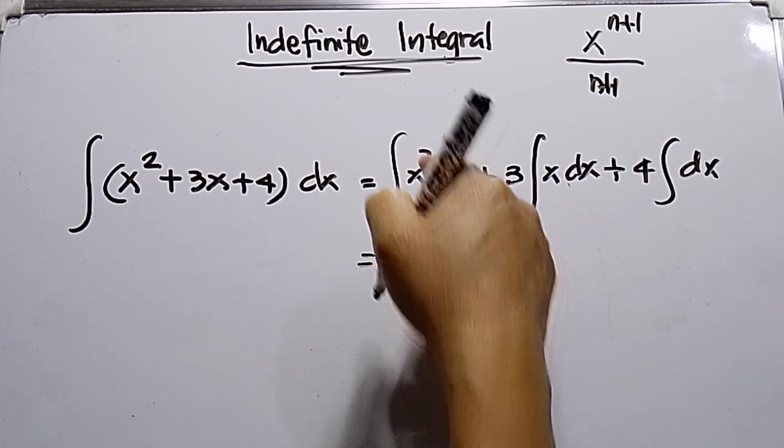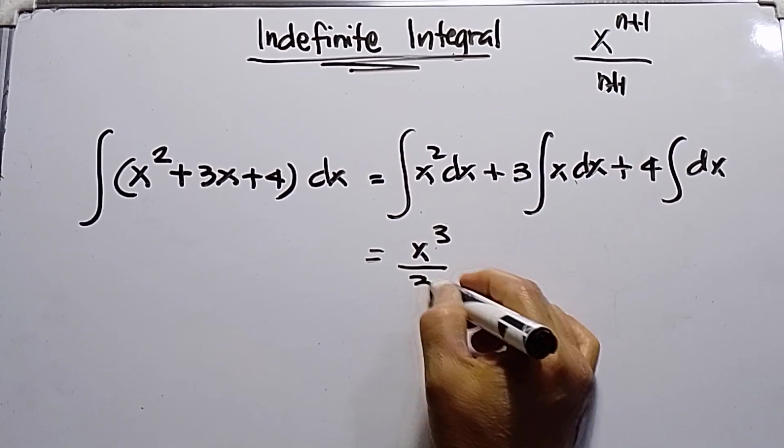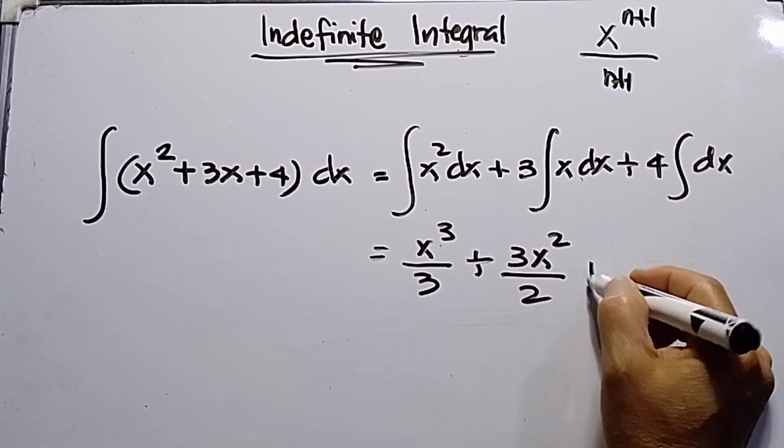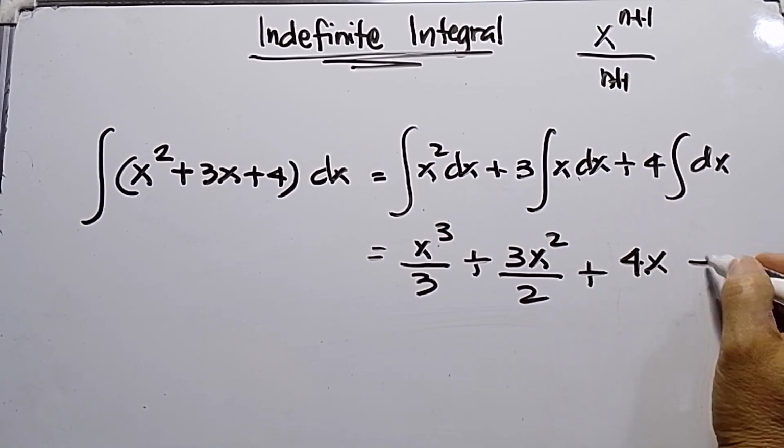Okay, so we know that the integral of x^n is x^(n+1) over n+1. So this will be plus 1. This will be x cubed over 3, plus 3 times x squared over 2, plus 4x plus c.